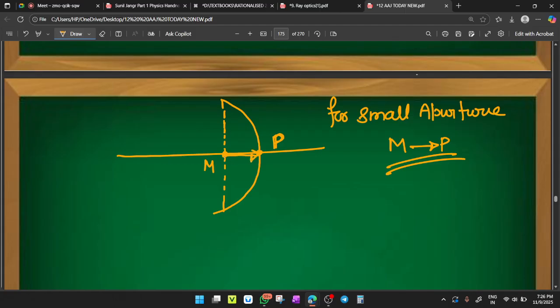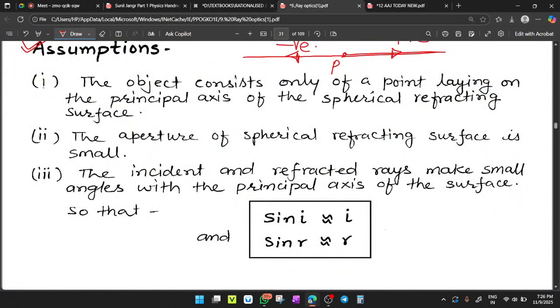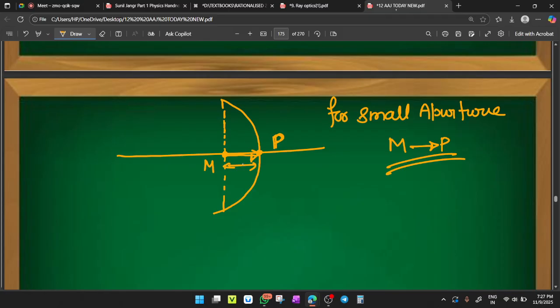Second consideration. The first assumption: the object consists only of a point lying on the principal axis of a spherical refracting surface. So you have to take a point object lying on the principal axis. Second, the aperture of the spherical refracting surface is very small. And when the aperture is very small, the distance between this point and this point is negligible, meaning you can consider point M at the place of point P. Clear?